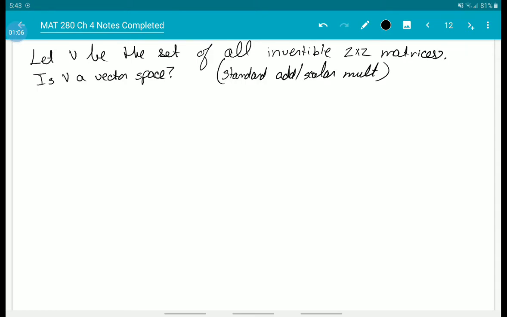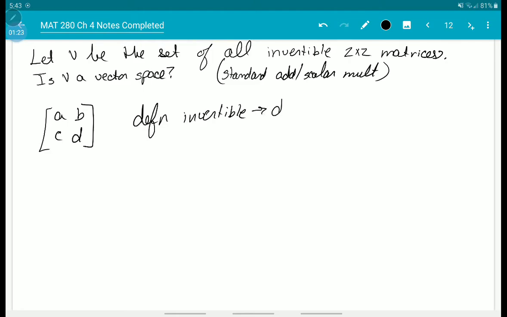So let's look at a few examples here. Now, remember, to be invertible, and we're talking about 2 by 2 matrices. So 2 by 2 matrices look like this, right? So the definition of invertible, we can actually think about things in terms of the determinant. So as long as the determinant is not 0, then we're good to go. So let's come up with two matrices that live in this space.